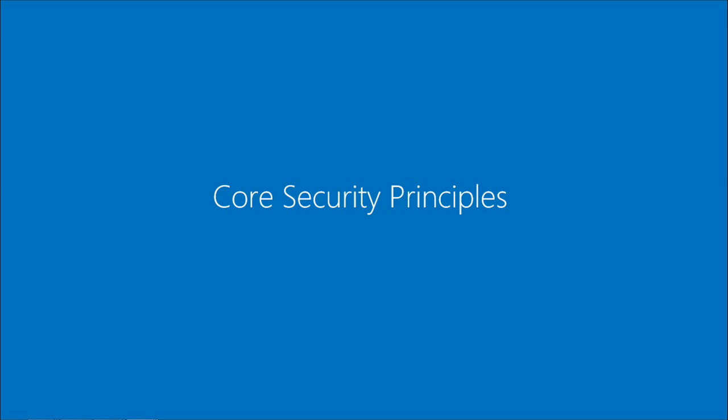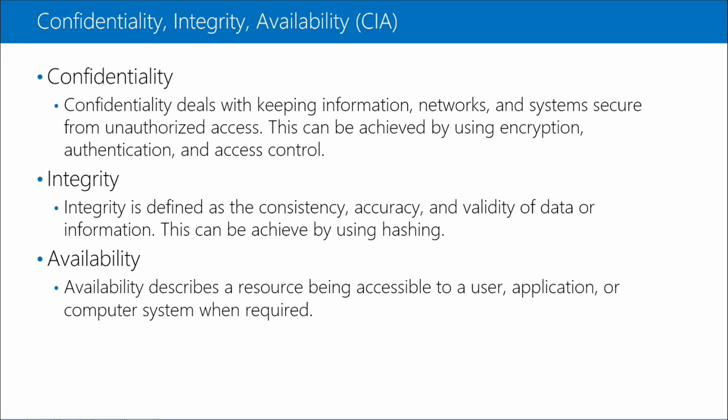So core security principles. Core security principles include CIA: confidentiality, integrity, and availability. Confidentiality means keeping the data and resources that you work with private. So the data that you have access to, ensuring that unauthorized users do not have access to it, and that authorized users do have access to it.